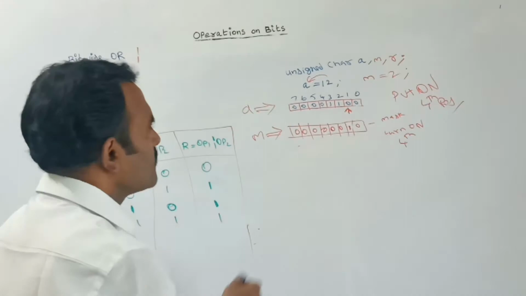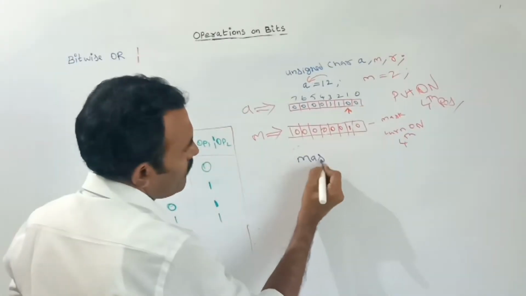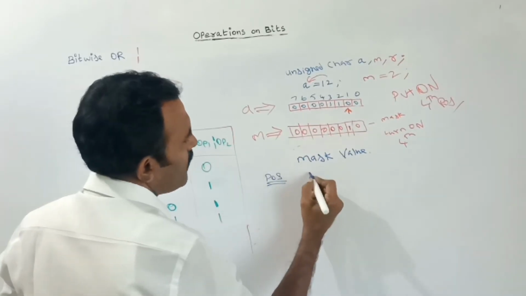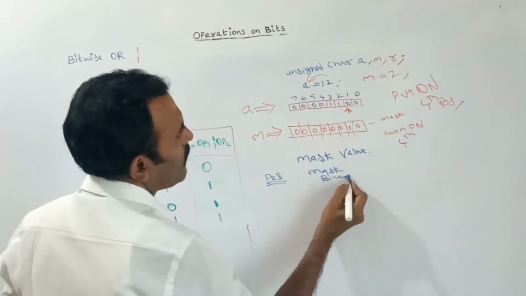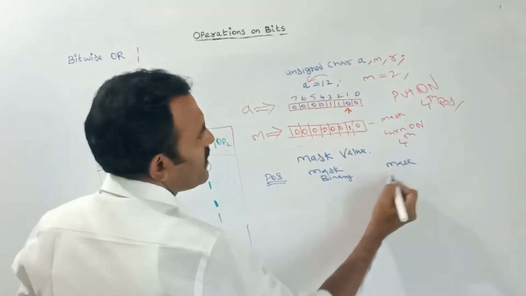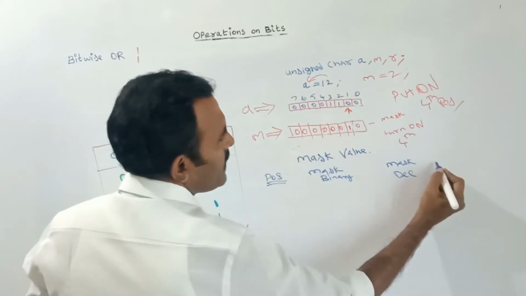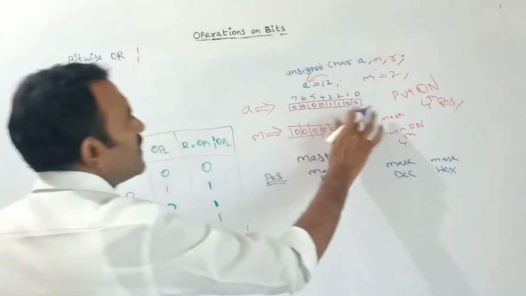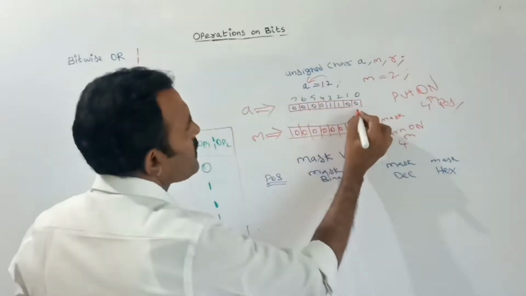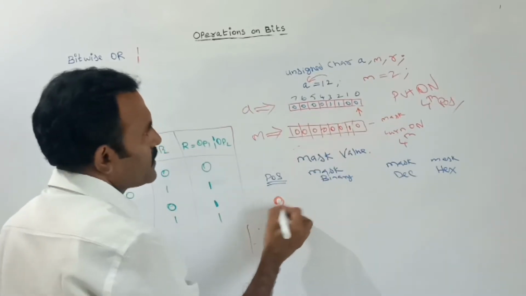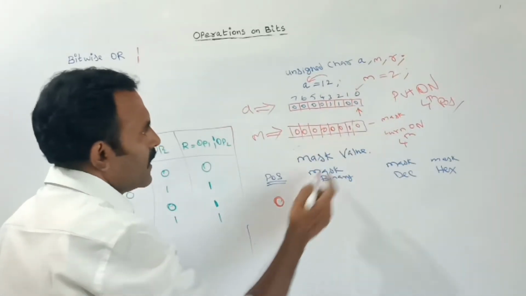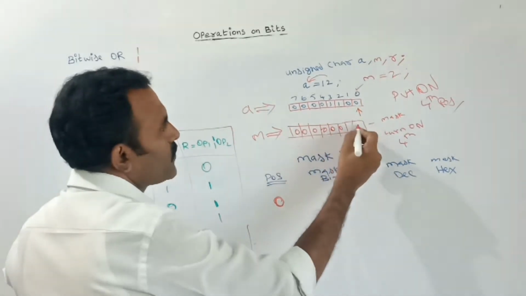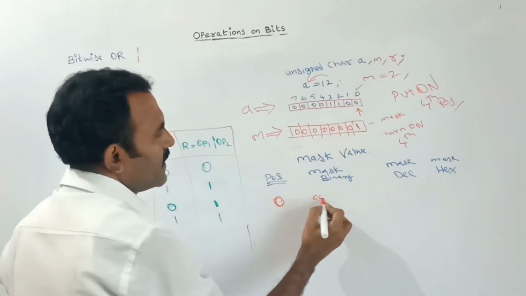Now let us see about the mask value. This is the position, next the mask binary value, next the mask value converted into decimal, next the mask value in hexadecimal. Suppose I want to turn on position 0, the 0th position. Then I can give the mask value like this: at the 0th position you put 1, and every remaining bit value is 0.